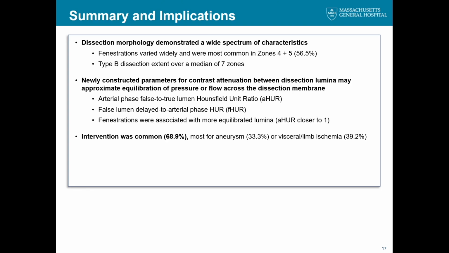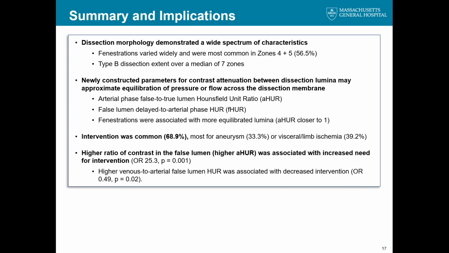Downstream intervention was quite common at nearly 70%. And most notably, a higher ratio of contrast density in the false lumen was associated with increased need for intervention with an odds ratio over 25, and a commensurate relationship in our delayed phase HUR.